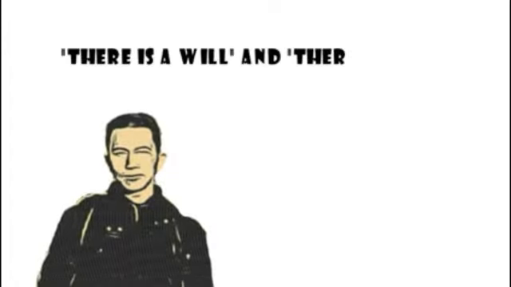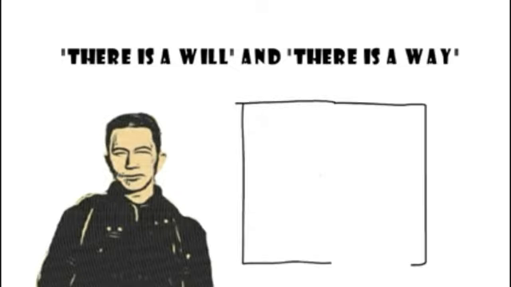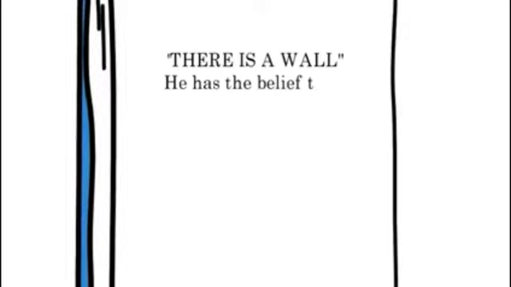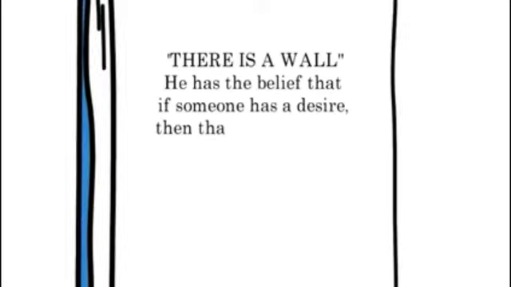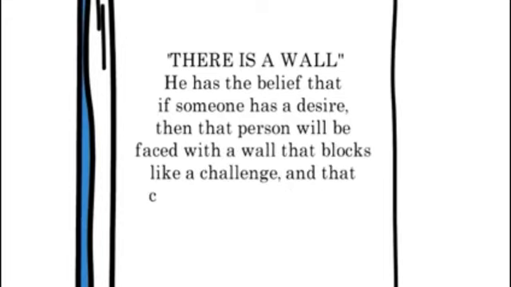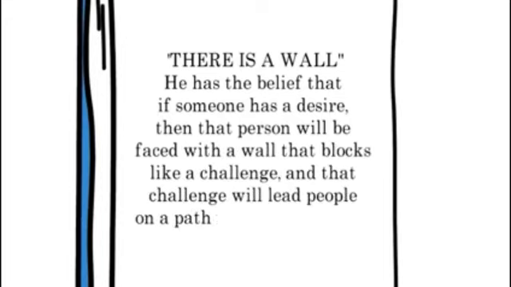Daddy Sulaiman believes that between the words "there is a will and there is a way," there is one phrase that most people forget, namely, there is a wall. He has the belief that if someone has a desire, then the person will be faced with a wall that looks like a challenge, and that the challenge will lead people on a path that will take them.